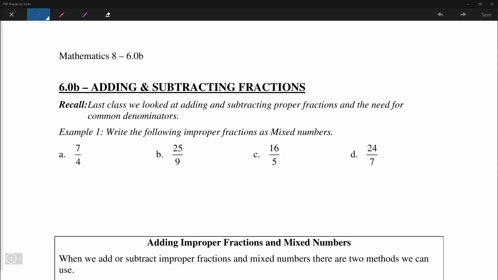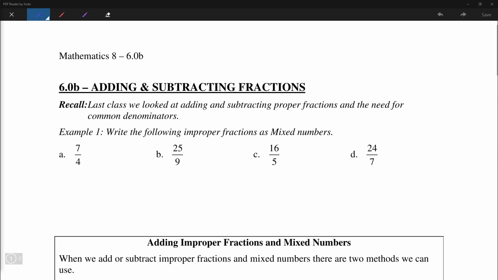Hello everyone. So today we're going to go over section 6.0b, adding and subtracting fractions. Last time we looked at adding and subtracting proper fractions and the need for common denominators. Today we'll be adding and subtracting improper fractions as well as mixed numbers.